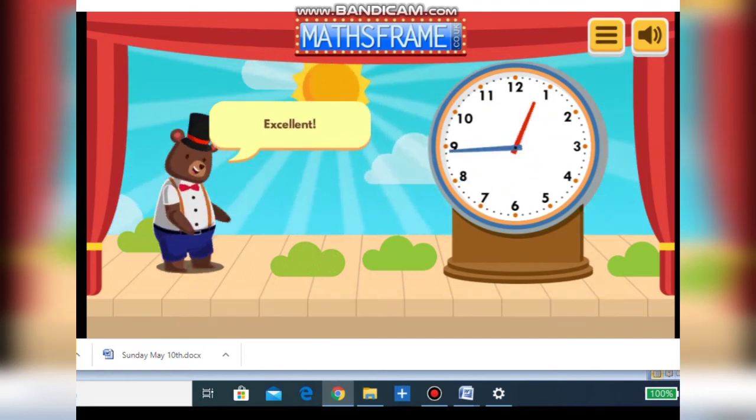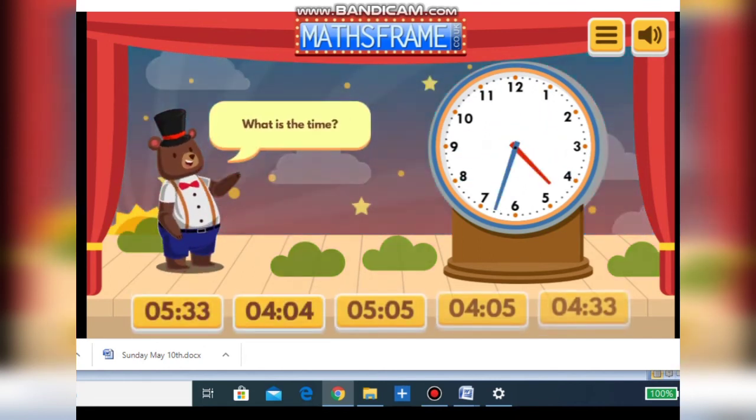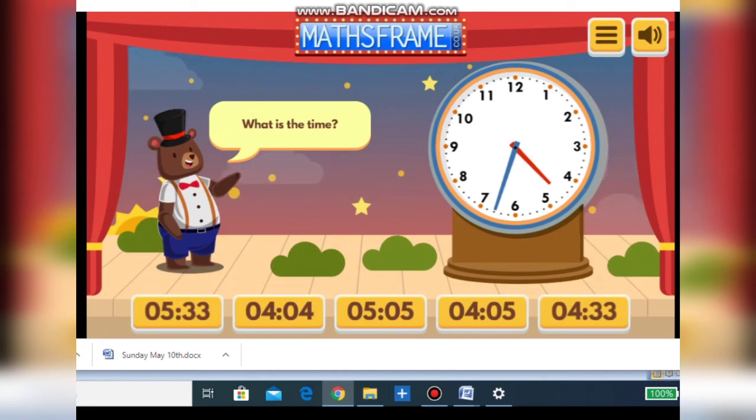Let's try another one. This time we can see that the hour hand is past the 4, so it's 4-something. And again, the minute hand is just past the 6. So which of the times is 4-something and it's just past 4:30? Is it 5:33? It can't be that. 4:04? It can't be that. 5:05? It can't be that. 4:05? It can't be that. The only one that it can be is 4:33. So let's choose 4:33.